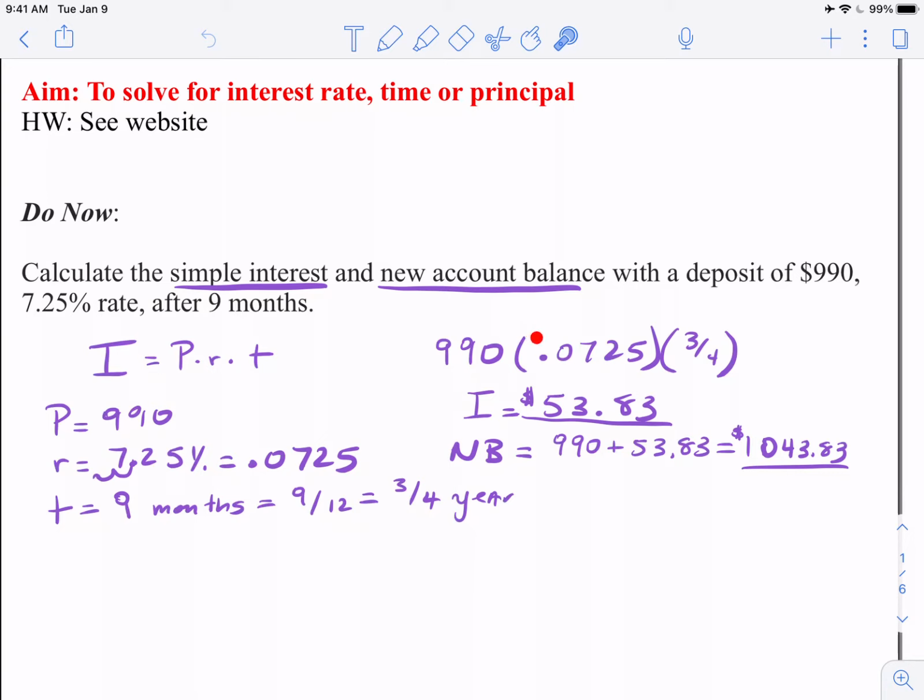Now I multiply P, R, and T together. You could do it all in one shot in the calculator, and you'll get 53.83 for the interest. So that's just the interest you made.